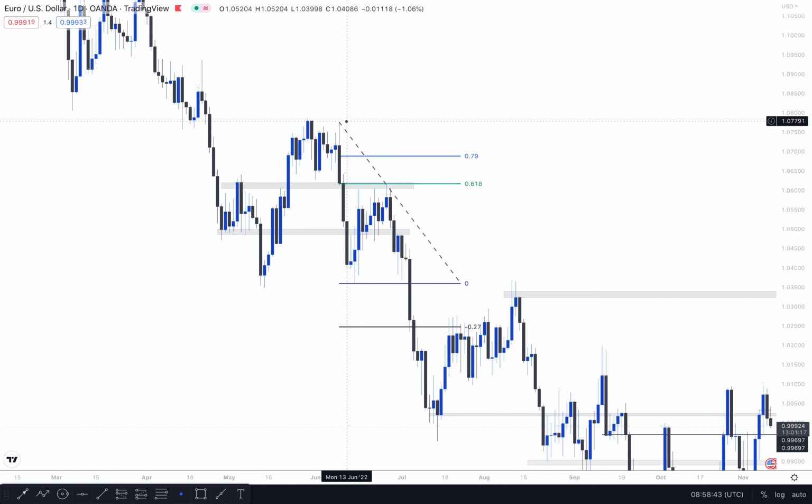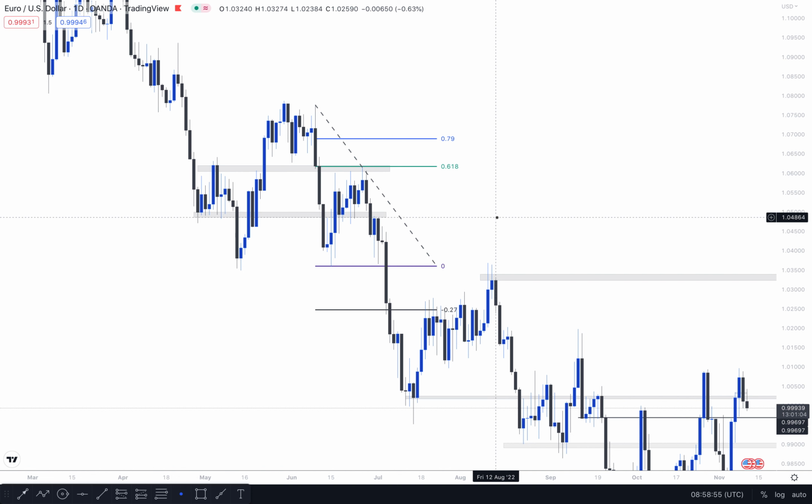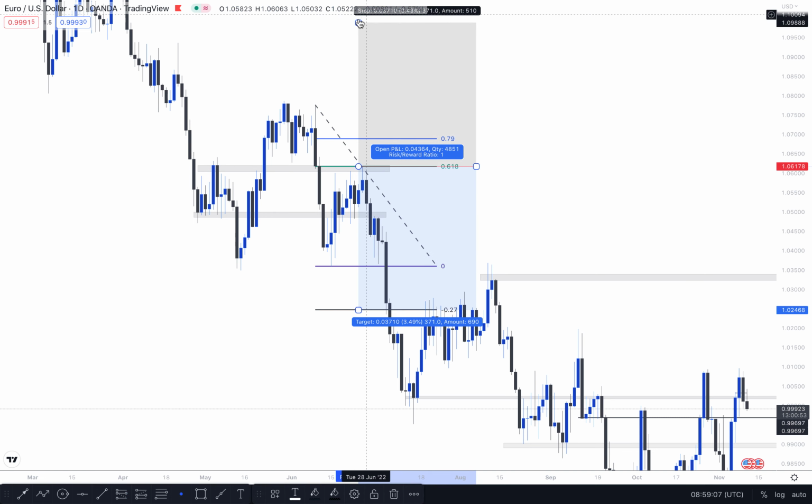So now I drew it from the beginning of the impulsive move to the beginning of the retracement level. So the market lapped on the 618 area. So now in order for me to determine my take profit, I just need to put it at the 100% retracement or at the 27 area. All right, it is simple. You put it at this level or the 27 area.